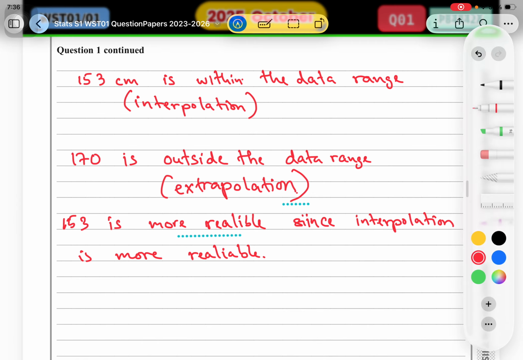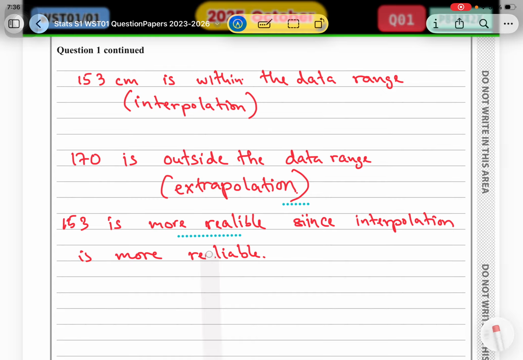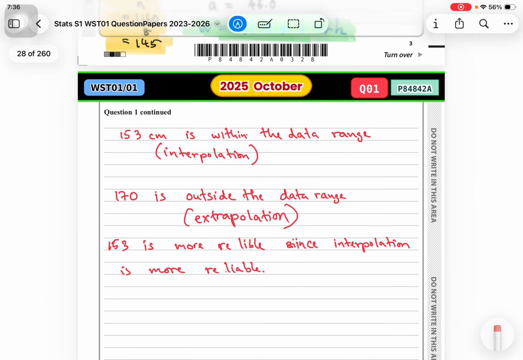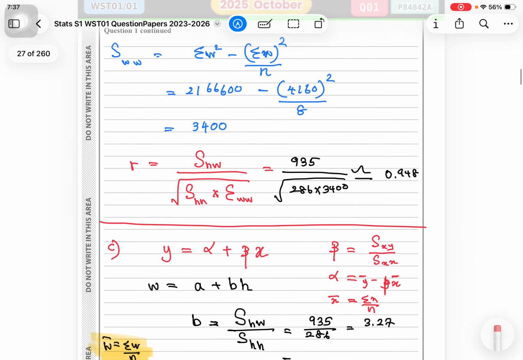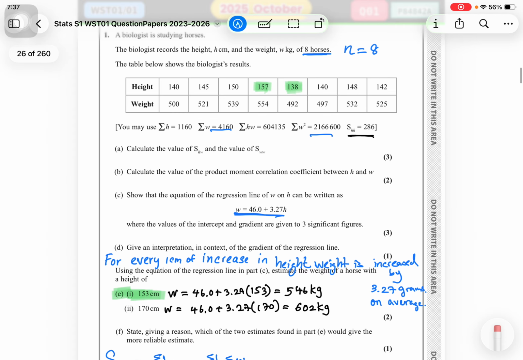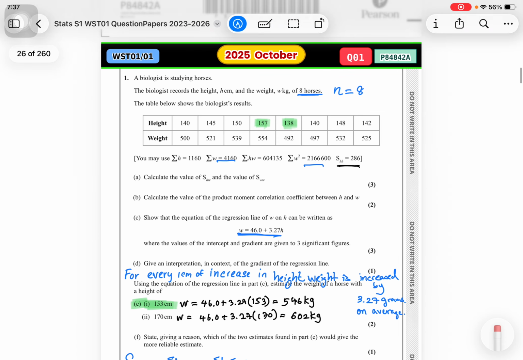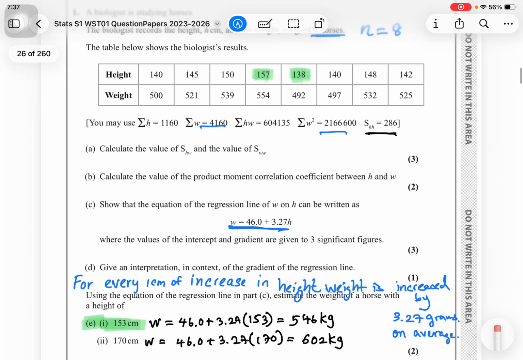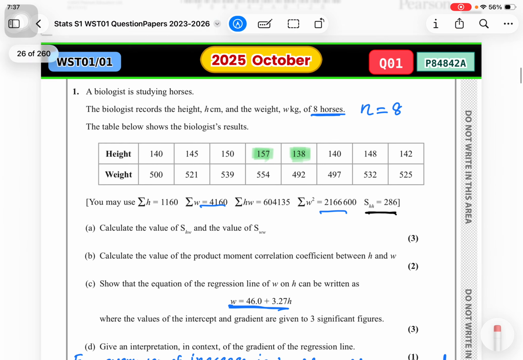So there's no E here. These are the things that we need to know. For the estimate, we can quickly write our answer: this is more reliable since it's interpolation and the other one is extrapolation. That summarizes all the parts in question number 1. Thank you.